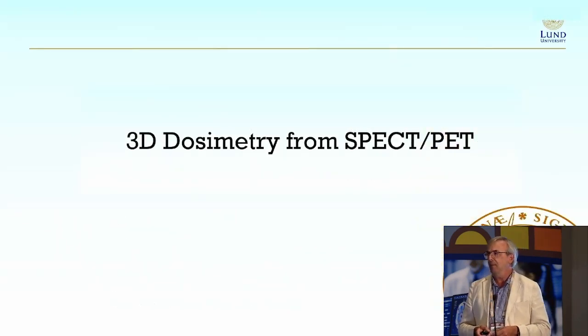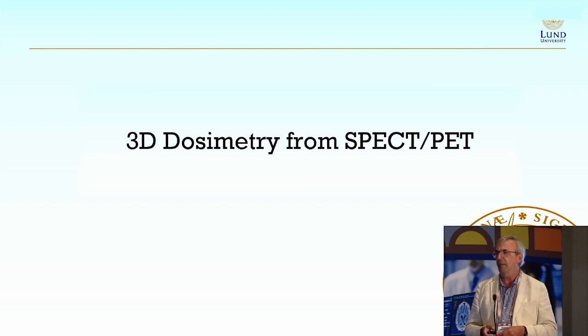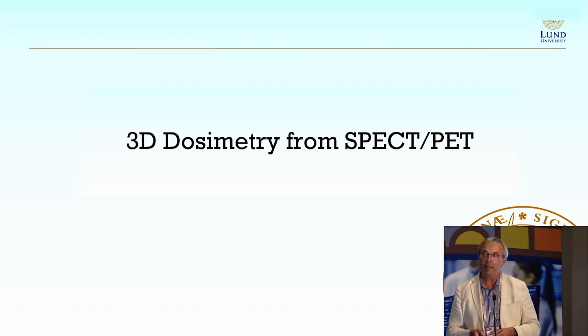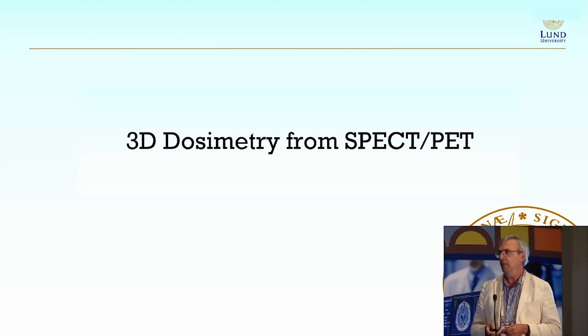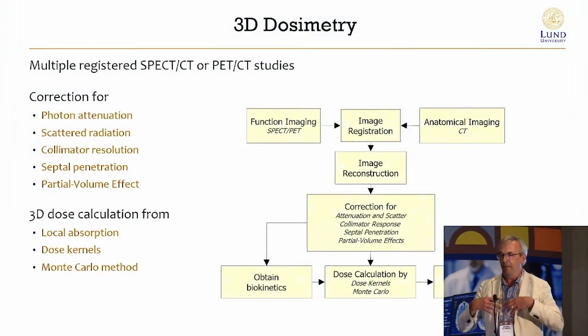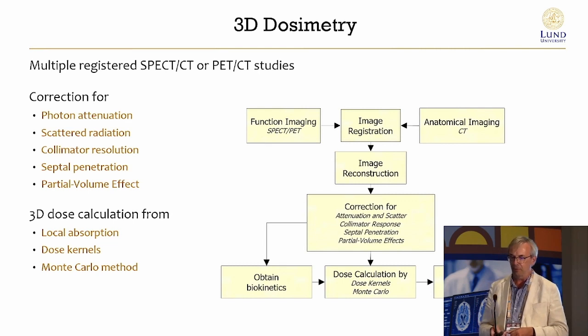For patient-specific dosimetry, I don't think that this works very well because obviously we don't look like this phantom. We have different body sizes. So 3D dosimetry with SPECT, you can do it actually with PET also, although there are quite a few long-lived radionuclides. That needs a certain procedure. And this shows the procedures.